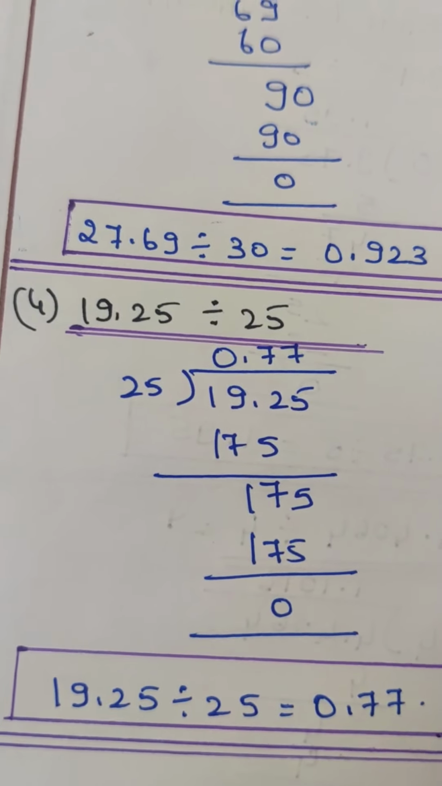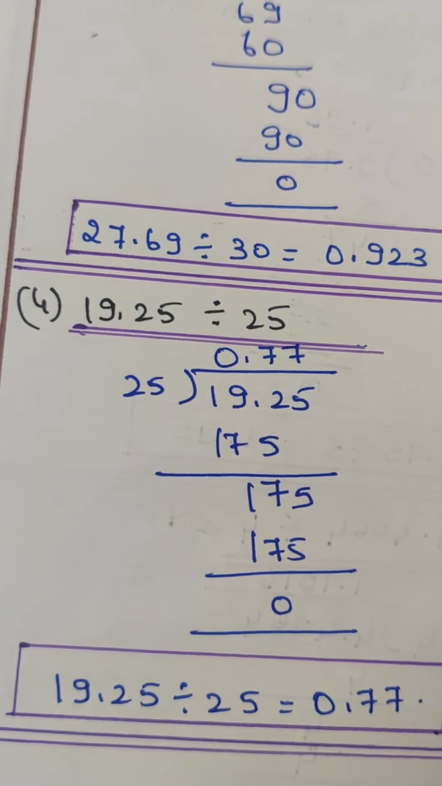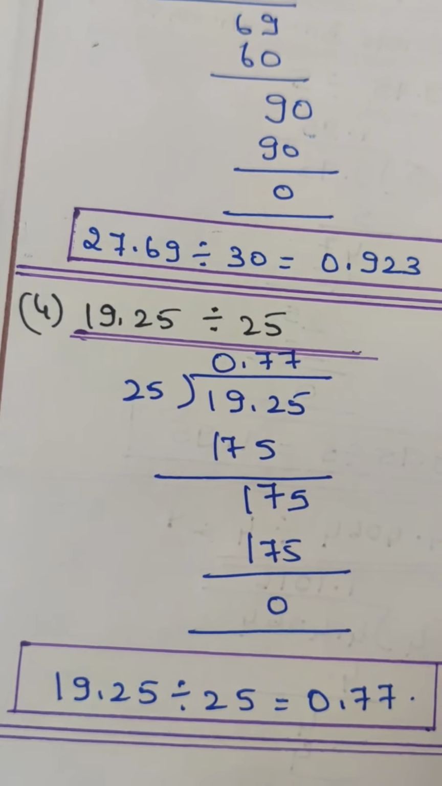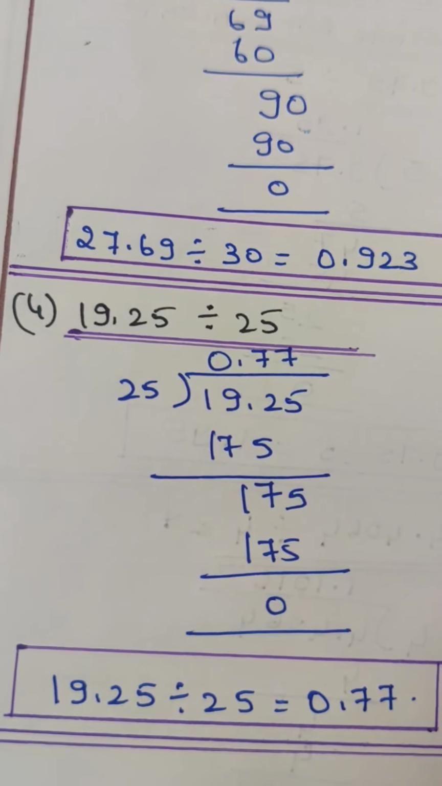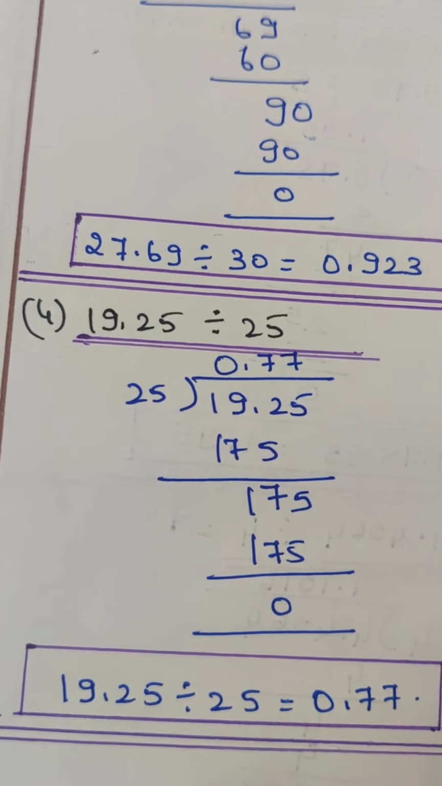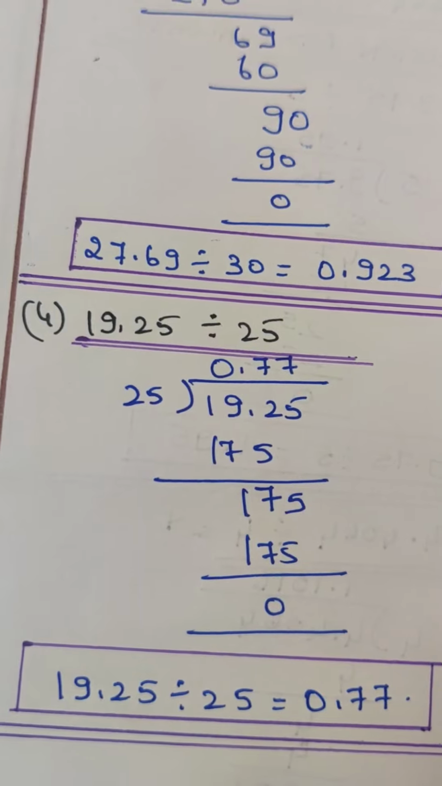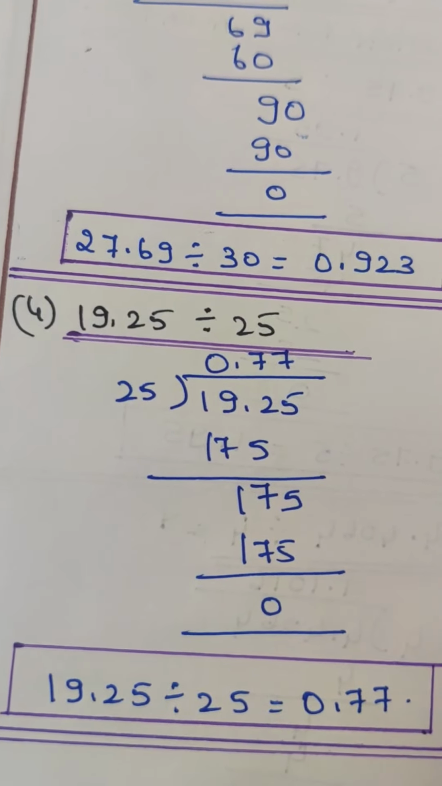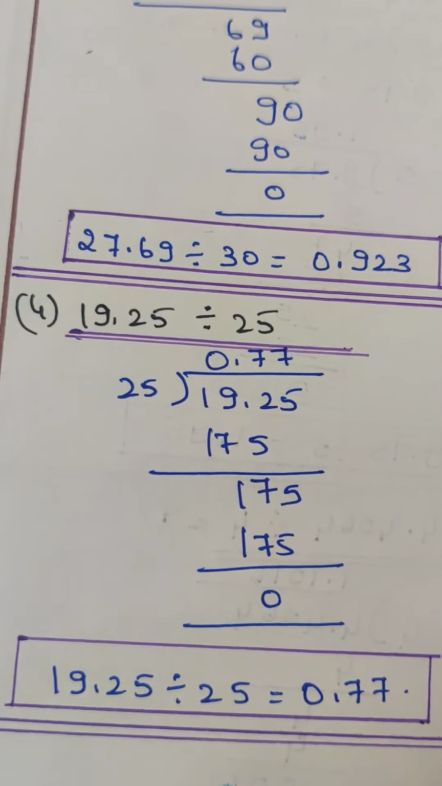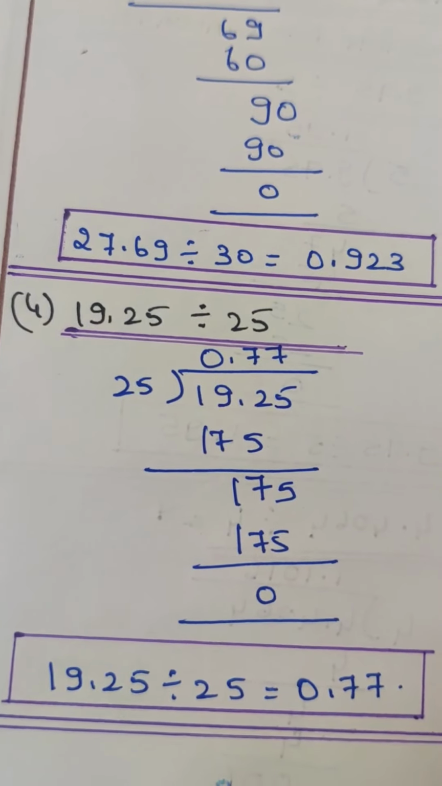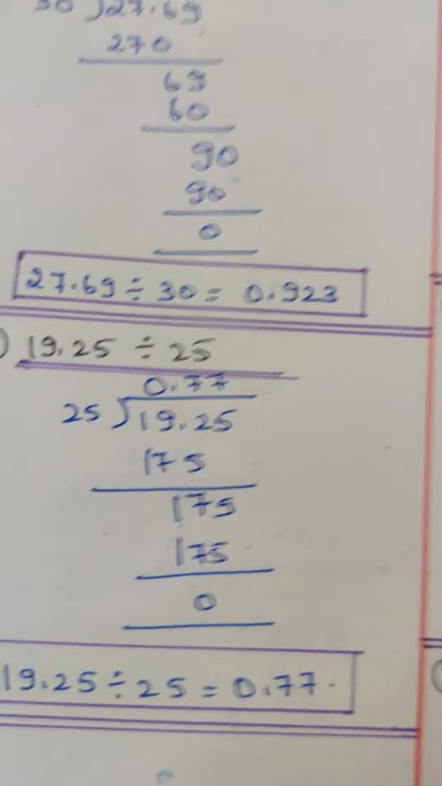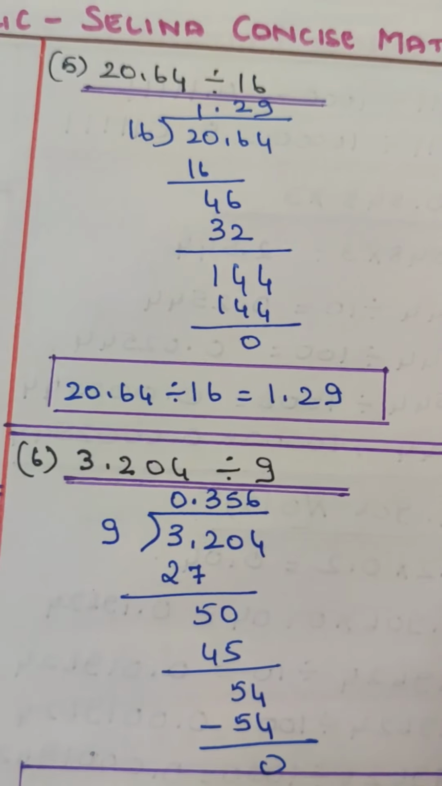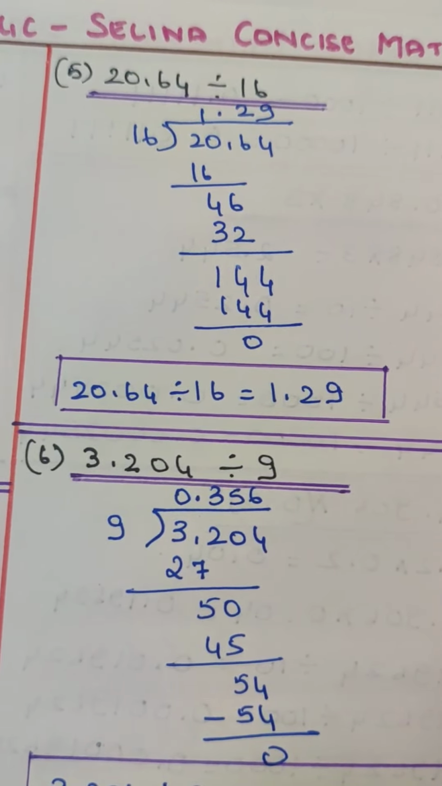19.25 divided by 25, similarly 25 will not go into 19, so you put a 0 and a point and then the number becomes 192. So 25 sevens are 175, 17 is the balance, so again get 5 down, it becomes 175. Again 25 sevens are 175, therefore 19.25 divided by 25 is equal to 0.77. Hope this is clear. Now moving on to the fifth sum, 20.64 divided by 16.